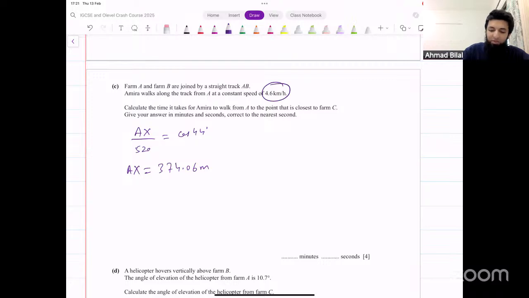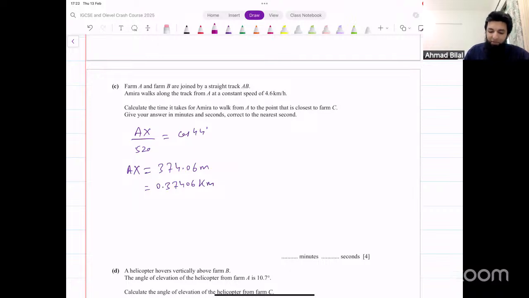This is the speed in kilometers per hour. We need to find the time that it takes her to get from the point A to this point. How can we find that? You notice that the units are different, so we have to be a bit careful. This is kilometers per hour. One idea is that we convert this to kilometers as well. What is this going to be in kilometers? Divided by 1,000, that will be 0.37406 kilometers, right?